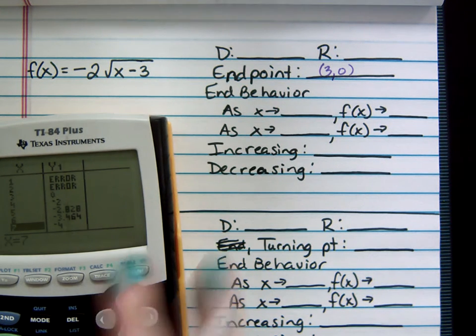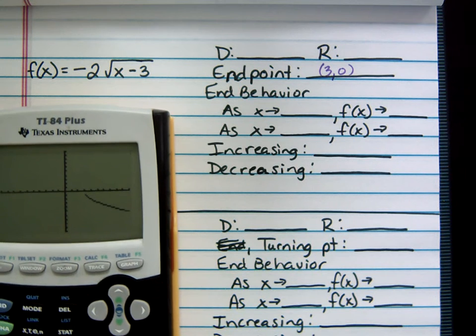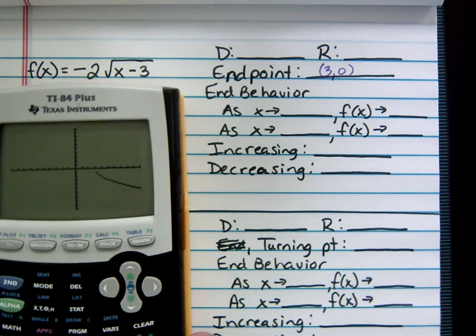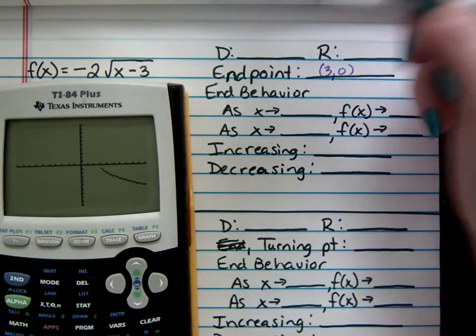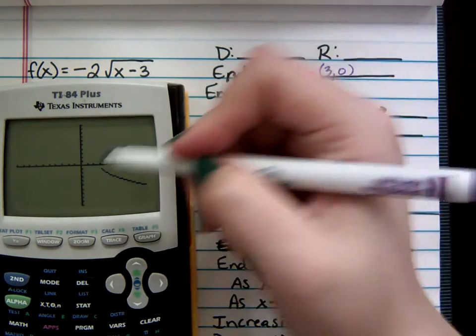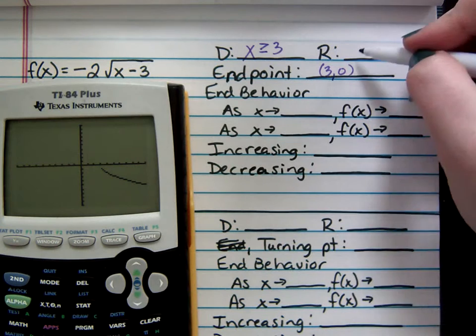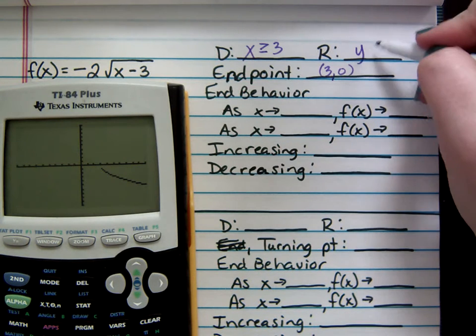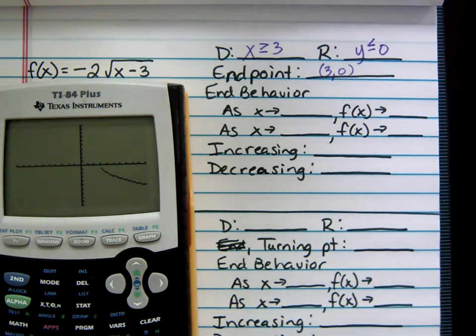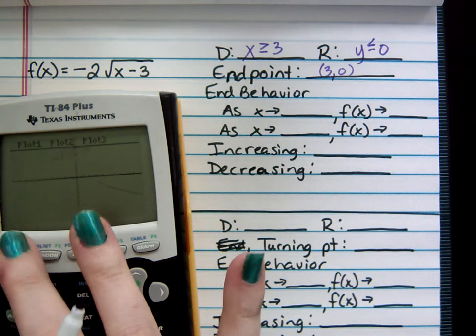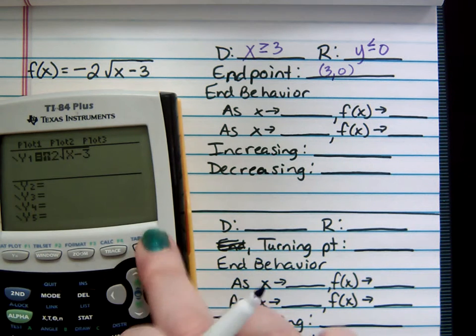Alright, so let's look at the graph. This one is upside down. Now my domain, well, it's still going to the right of the endpoint, so my x's are still greater than or equal to 3. But now because it's going down, my range will be less than or equal to 0 because it's below that point. Now, real quick, I want to make sure I typed it in correctly. Okay.